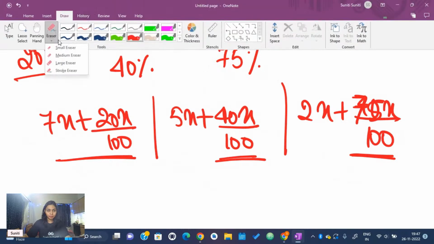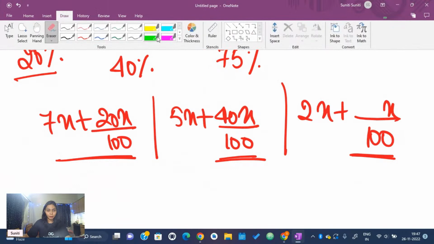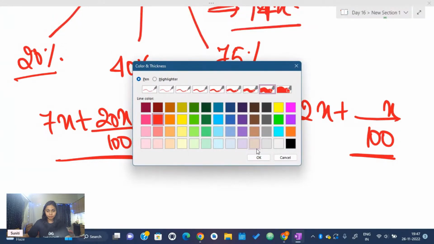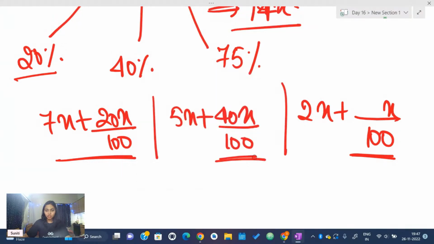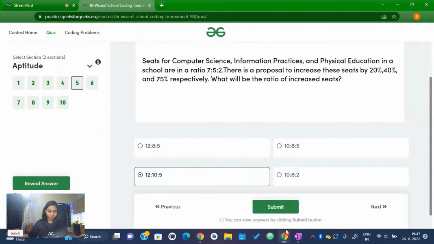Once you do the calculations, you will get whatever ratio they are coming in. You just need to solve this percentage. After solving this, the final answer that we are getting here is that it will come in the ratio of 12, 10, and 5. All right. So this is how you can solve this question. Let us now move to our next question.